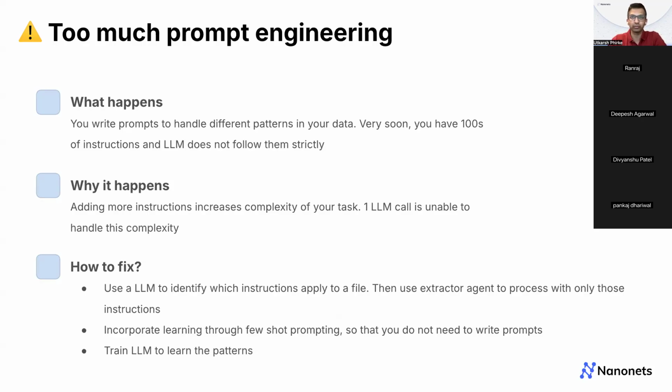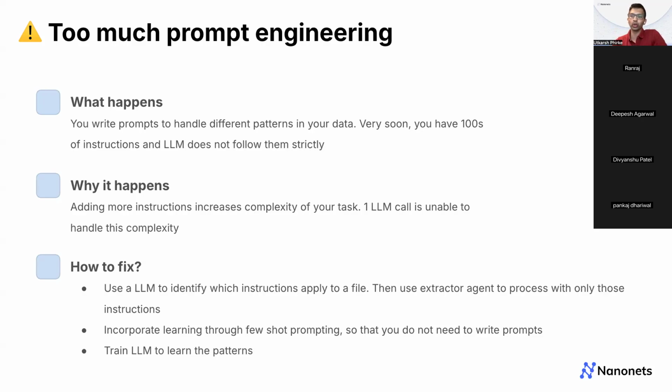So how do you fix that? First, if you have very long rules, or a lot of rules, and some rules are applicable to some documents, then you can use another LLM to identify which rules are applicable to this file. So instead of directly jumping into extraction, first try to figure out which rules are relevant to this file, and then based on those rules, do the extraction.